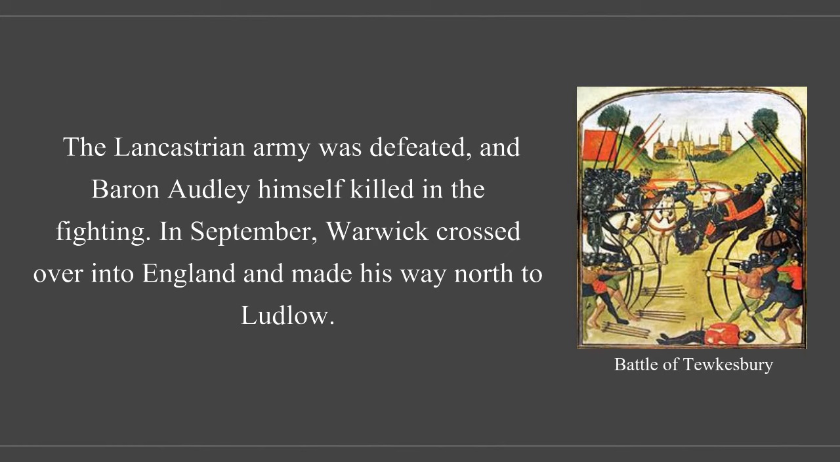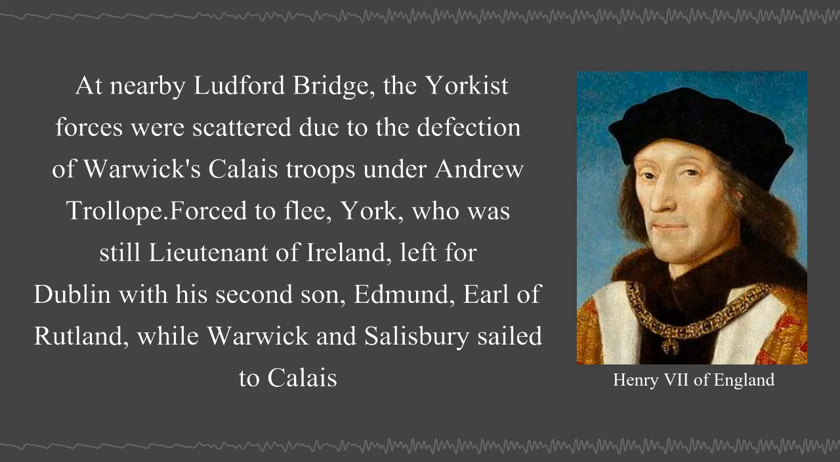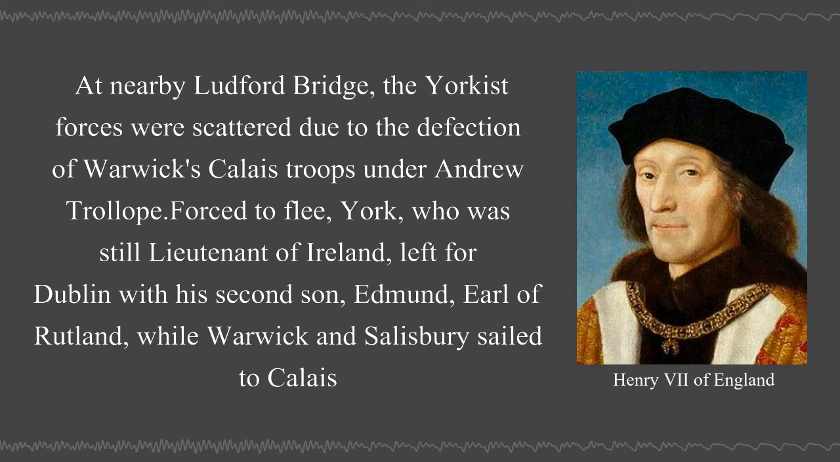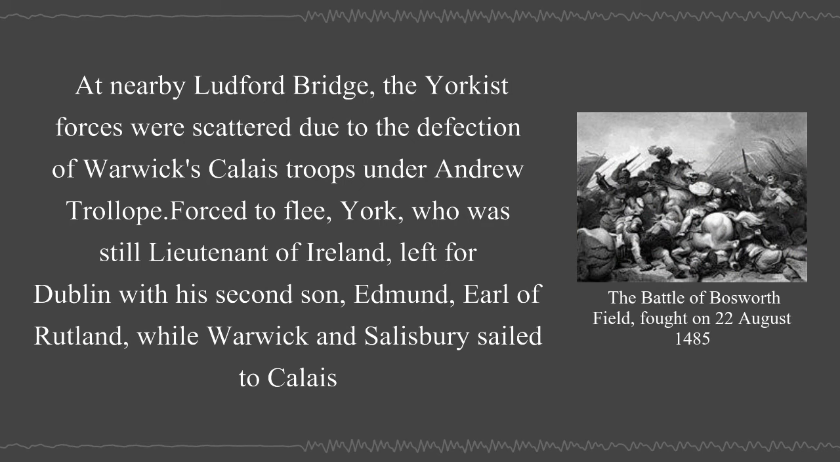In September, Warwick crossed over into England and made his way north to Ludlow. At nearby Ludford Bridge, the Yorkist forces were scattered due to the defection of Warwick's Calais troops under Andrew Trollope, forced to flee. York, who was still Lieutenant of Ireland, left for Dublin with his second son, Edmund, Earl of Rutland, while Warwick and Salisbury sailed to Calais, accompanied by York's heir, Edward, Earl of March.